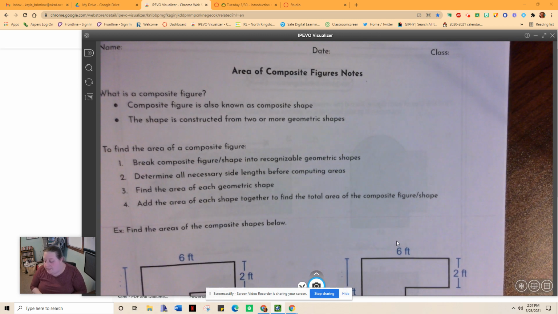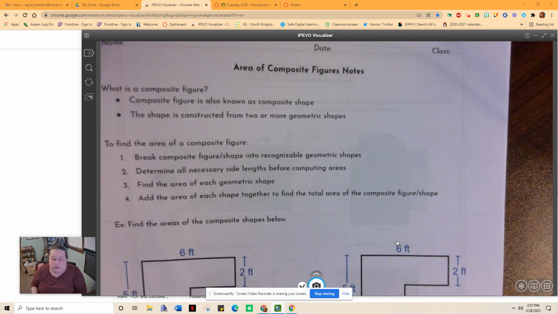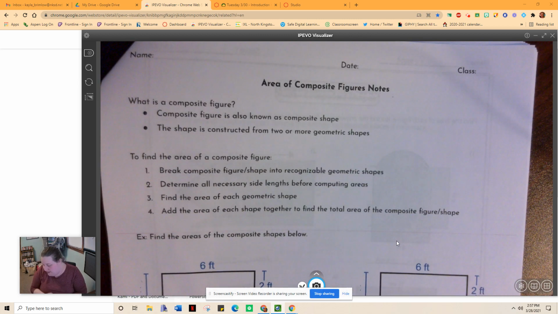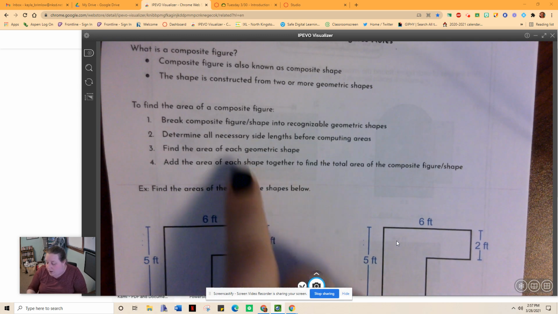All right, so what is a composite figure? Let's start there. A composite figure is also known as a composite shape or compound shape, and it's basically a shape that is made or constructed from two or more geometric figures. So today we're going to talk about how you find the area of something like that.